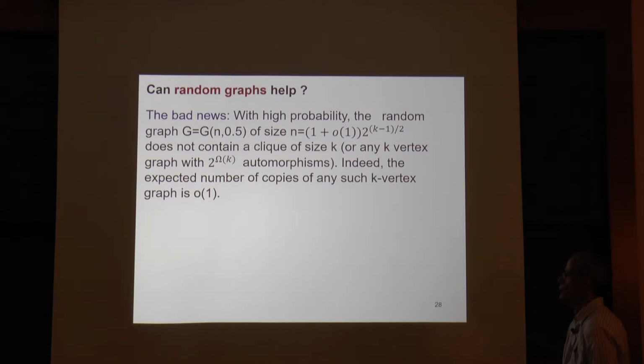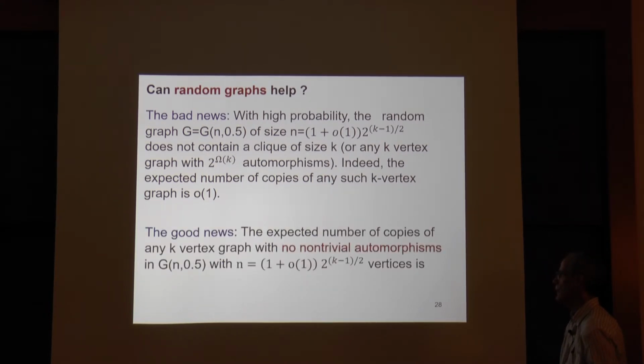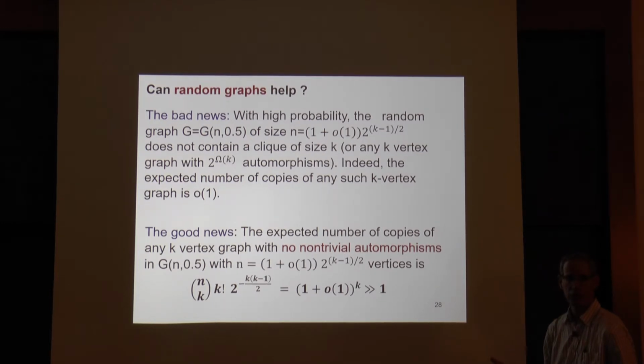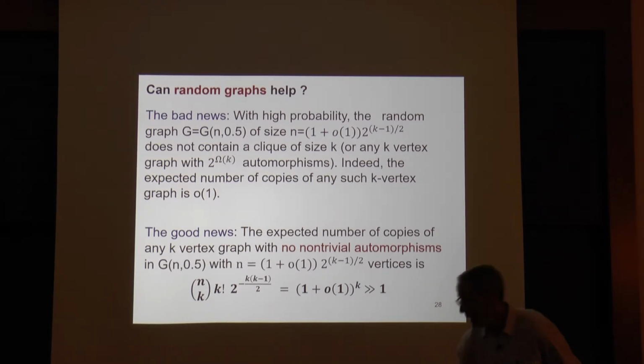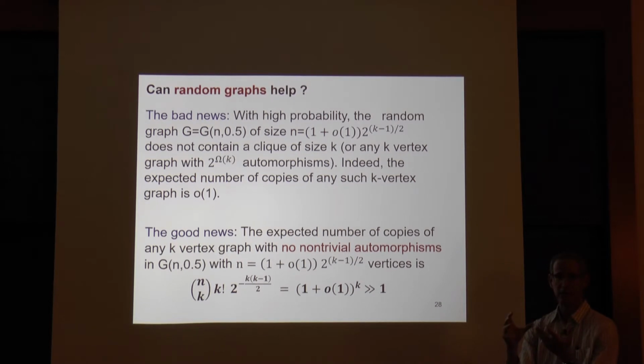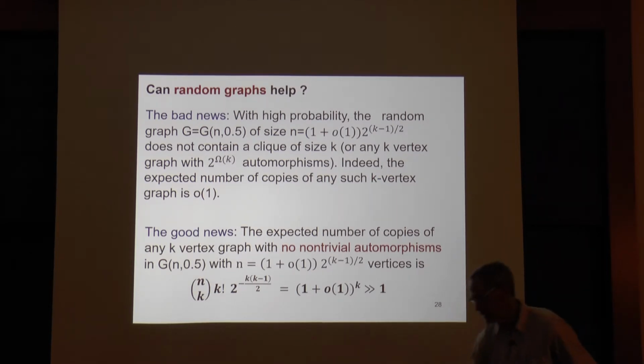On the other hand, there is the good news. As we said, most graphs do not have non-trivial automorphisms at all. A typical graph on k vertices does not have a non-trivial automorphism, and then there are more ways to place it on k vertices. There are k factorial ways. So if a k-vertex graph has no non-trivial automorphisms, then the expected number of copies of it in G(n,1/2) is what is written here on the left-hand side: n choose k times k factorial times this.